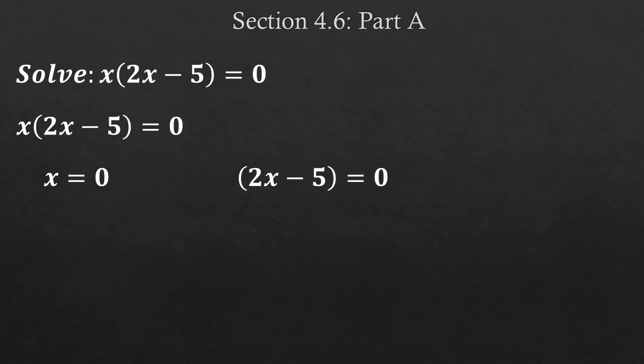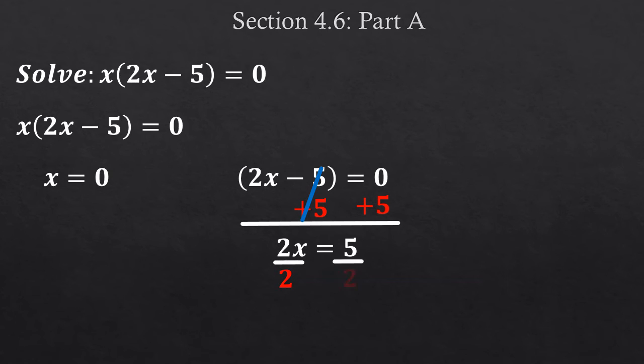However, 2x minus 5 set equal to 0. This is a two-step equation that you need to solve for. So first step, you're going to add 5 to both sides. The 5's on the left cancel. 2x equals 0 plus 5, which is 5. Final step to solve for x, divide both sides by 2. The 2's on the left cancel. x equals 5 over 2. So your answers here are x equals 0 and x equals 5 over 2.